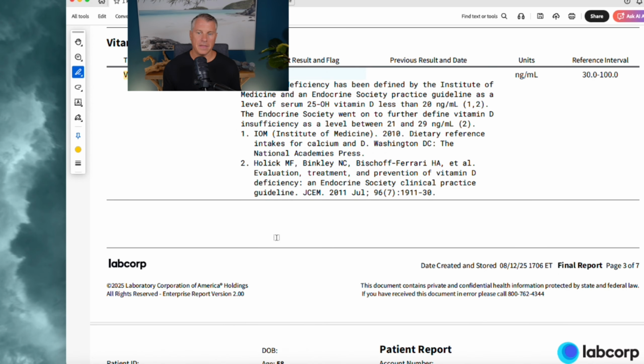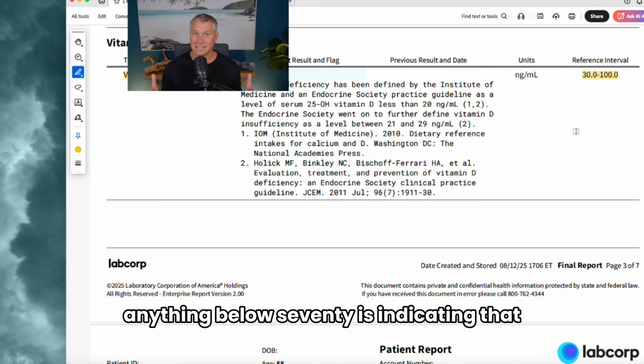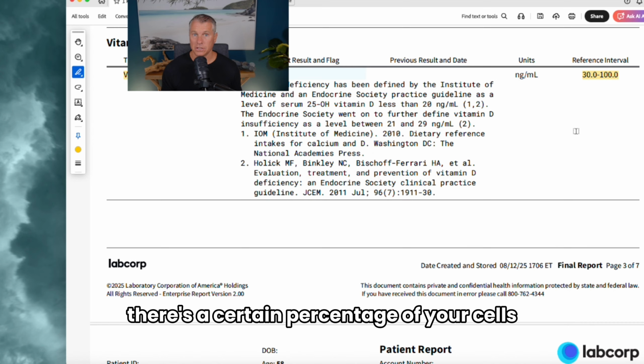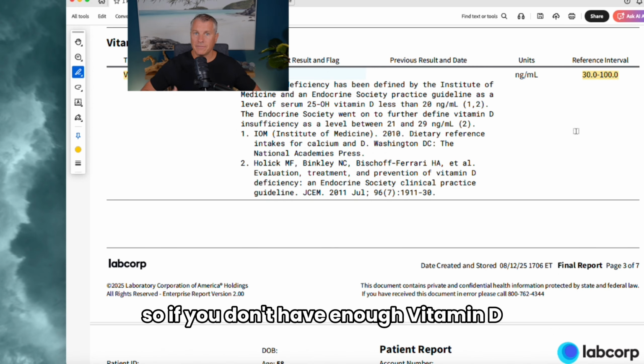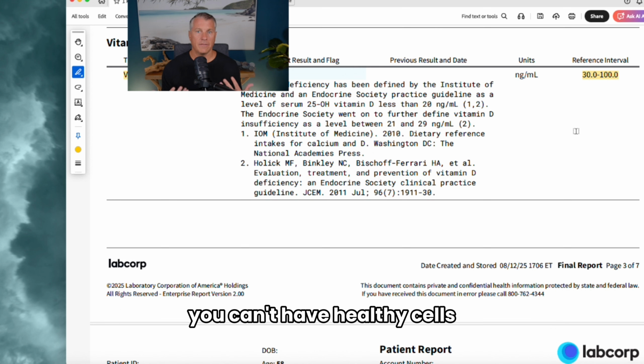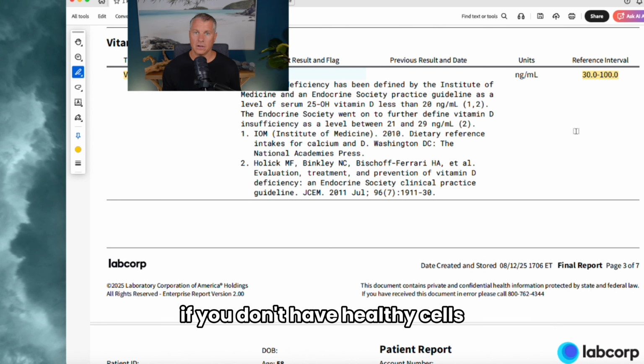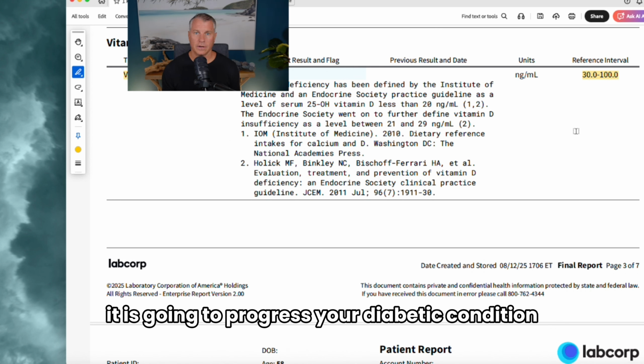Now, some of you are probably thinking, well, look, it's well within range there. But the reality is, what we know about vitamin D is anything below 70 is indicating that there's a certain percentage of your cells that are lacking the vitamin D that they need. So if you don't have enough vitamin D, you can't have healthy cells. If you don't have healthy cells, it is going to progress your diabetic condition.